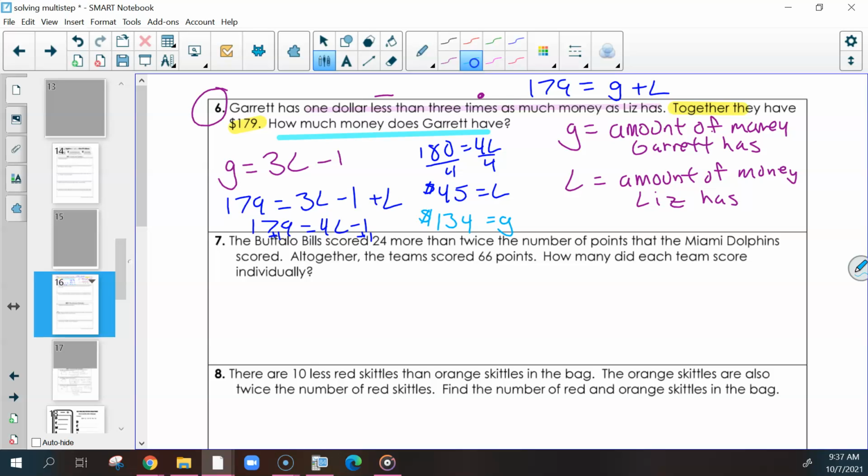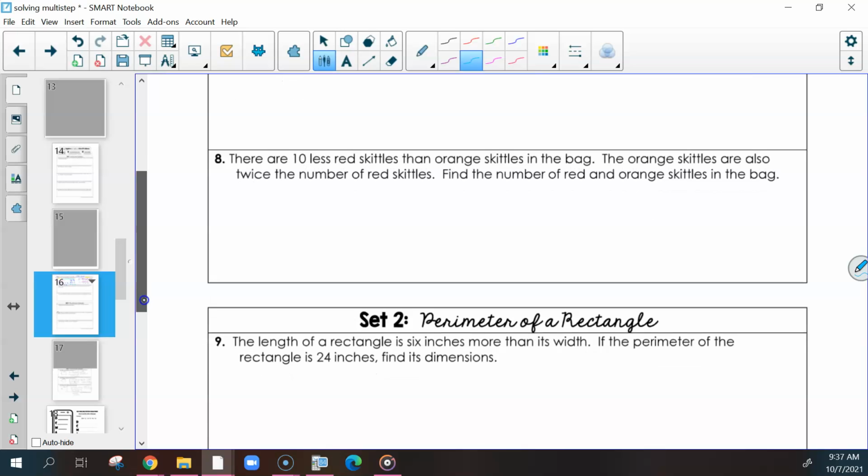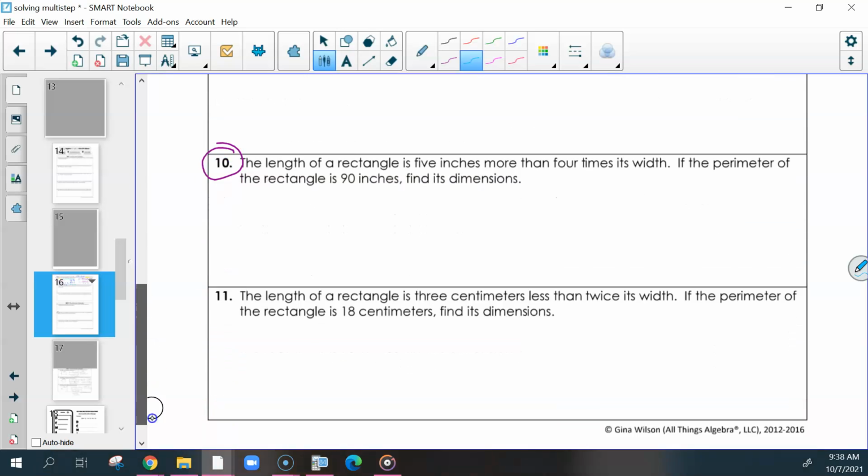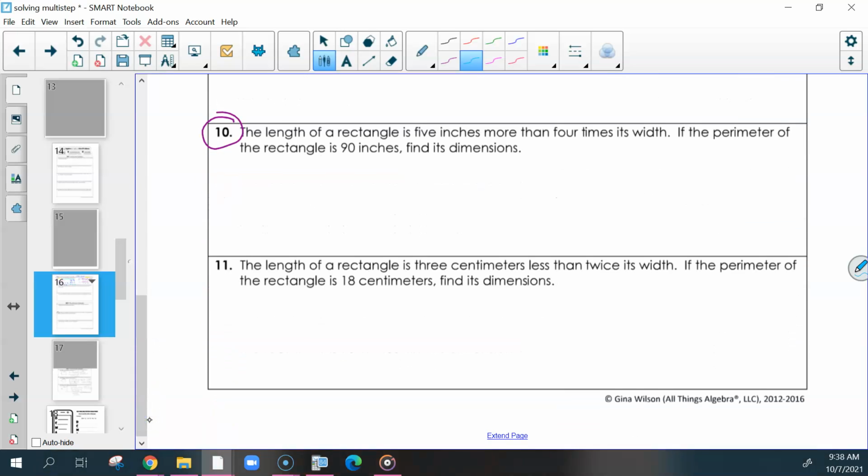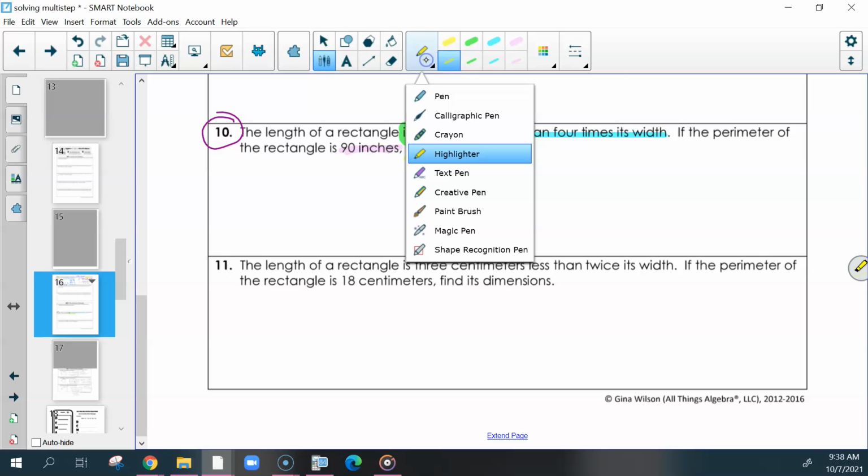Any questions on that one? And then we're going to go down to number 10. So for 10, it said the length of a rectangle is 5 inches more than 4 times its width. And we know our perimeter is 90 inches, and we still have to find the dimensions.